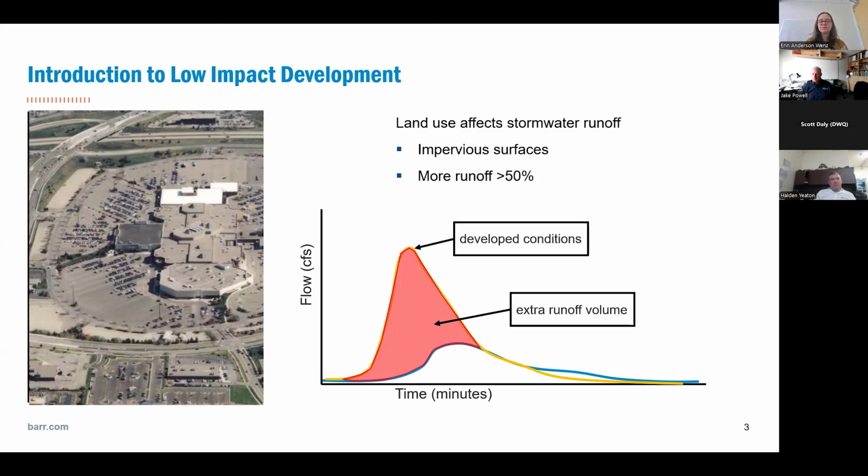You can see that in the difference between the curves. So that red line compared to the yellow line, that red area represents extra runoff volume that gets delivered downstream. So in developed conditions, we have water running out faster and in more volume downstream. And that has an impact on downstream water bodies.